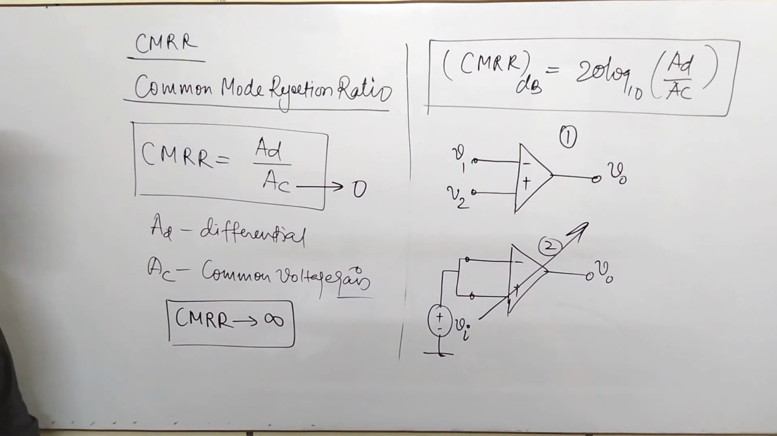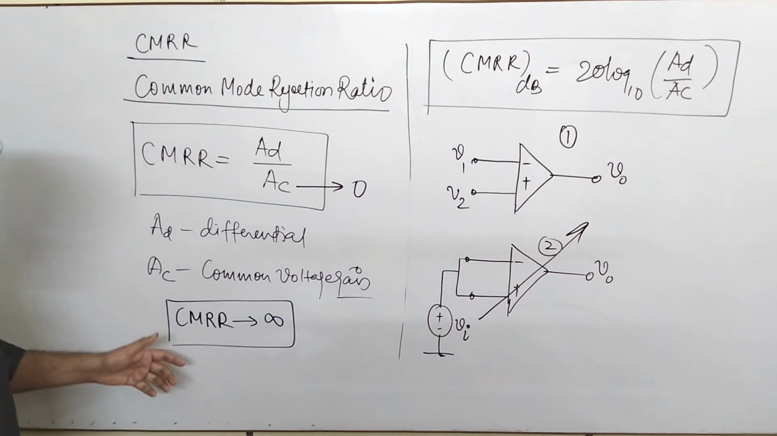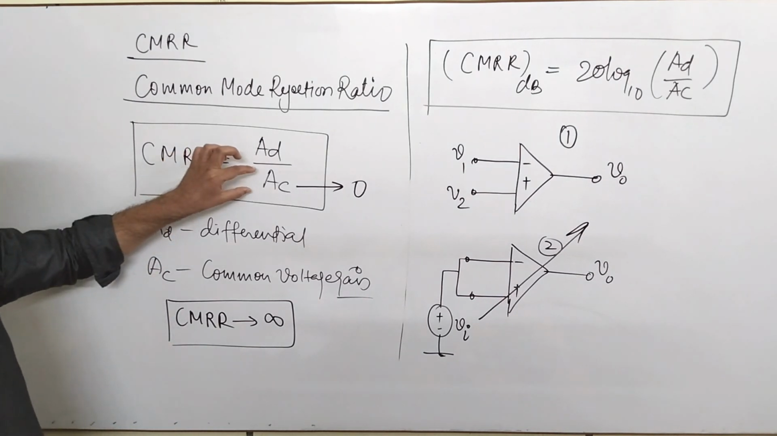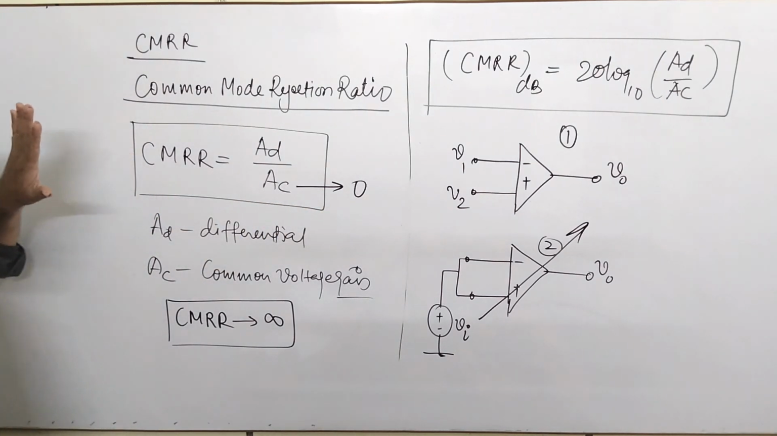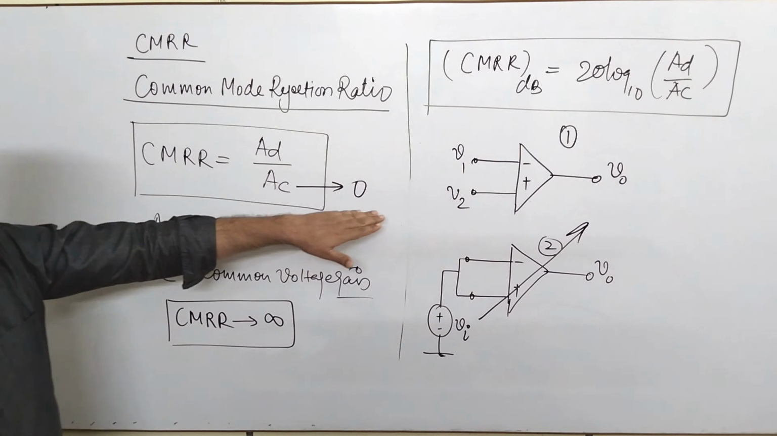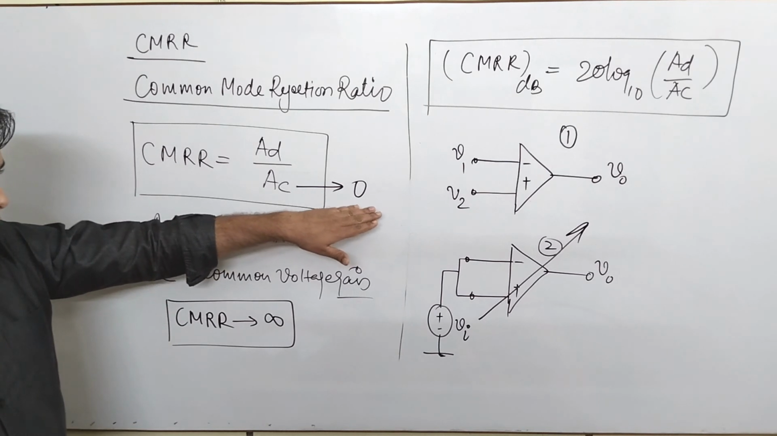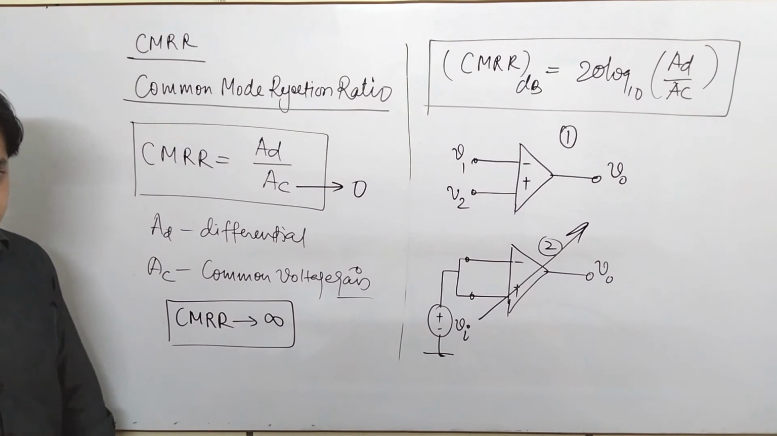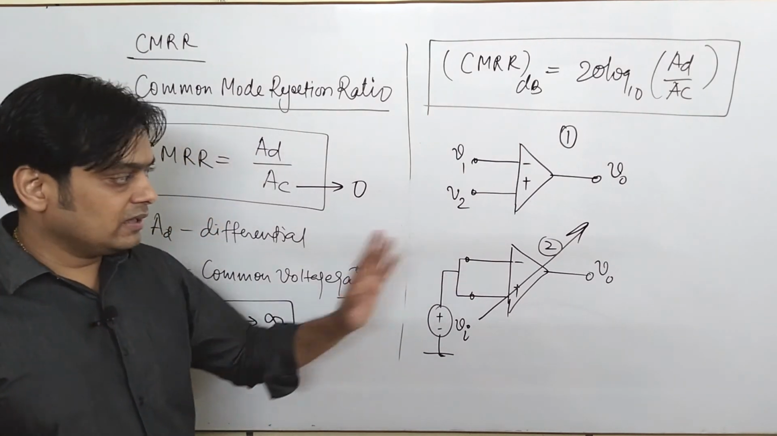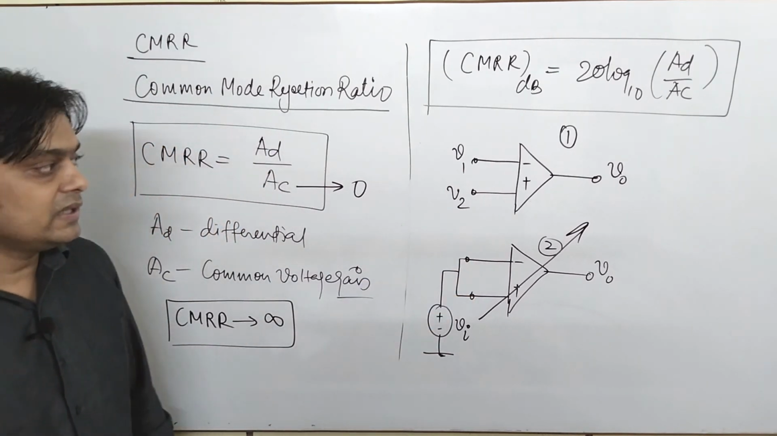The value of CMRR goes infinite when the value of AC goes to 0. This is the property of an ideal operational amplifier, where the value of CMRR is infinite because the value of AC is 0. But when you talk about a practical amplifier, AC has a very low value, and since it is in the denominator, the entire value of CMRR goes high. So as I said, the operational amplifier has the property of rejecting the voltage which is commonly applied at its input terminal.